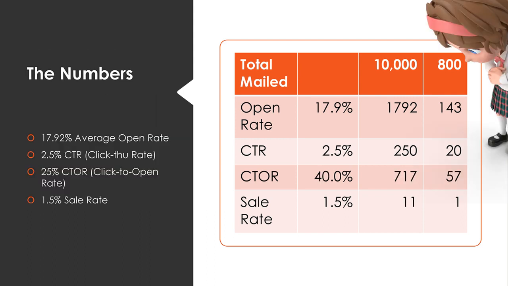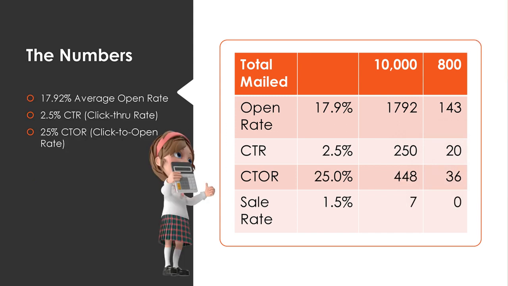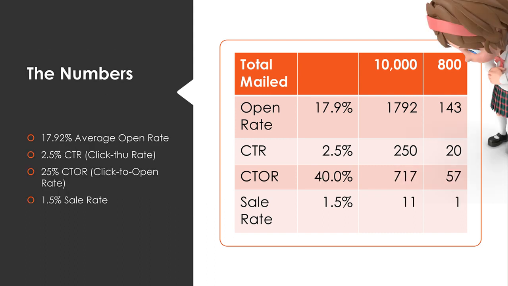So now let's look at what happens when we take that CTOR, that click to open rate, up from 25% to 40%. So in the previous screen, we had a sale rate of 7 on a mailing of 10,000 and of no sales on a mailing of 800. But when you take that CTOR up to 40%, you could actually do 11 sales on a 10,000 mailing or 1 sale on 800 if your sale rate was at around 1.5%.